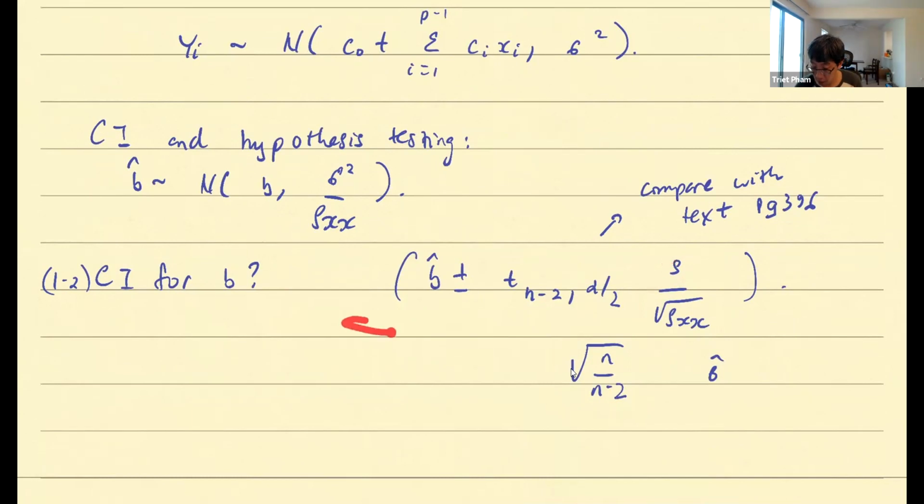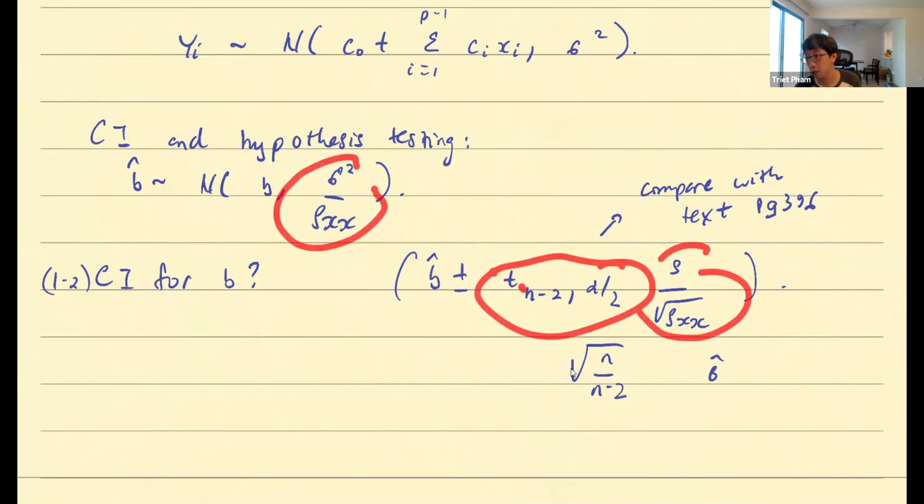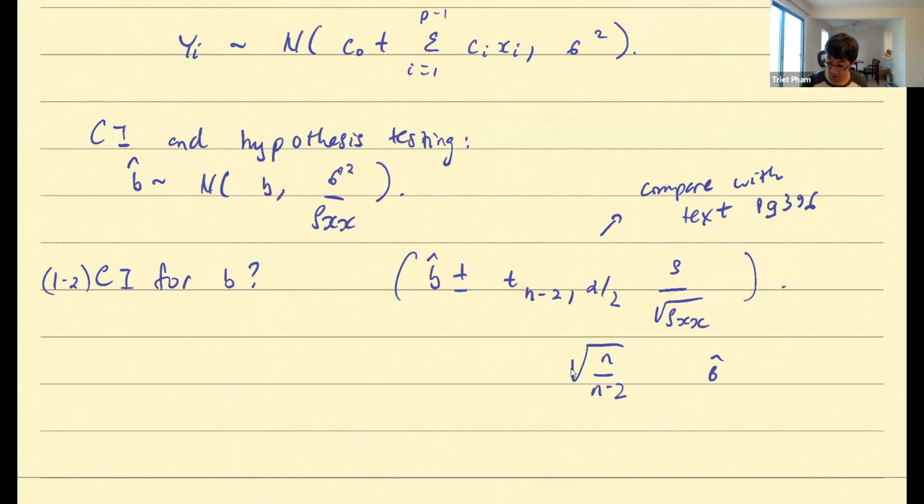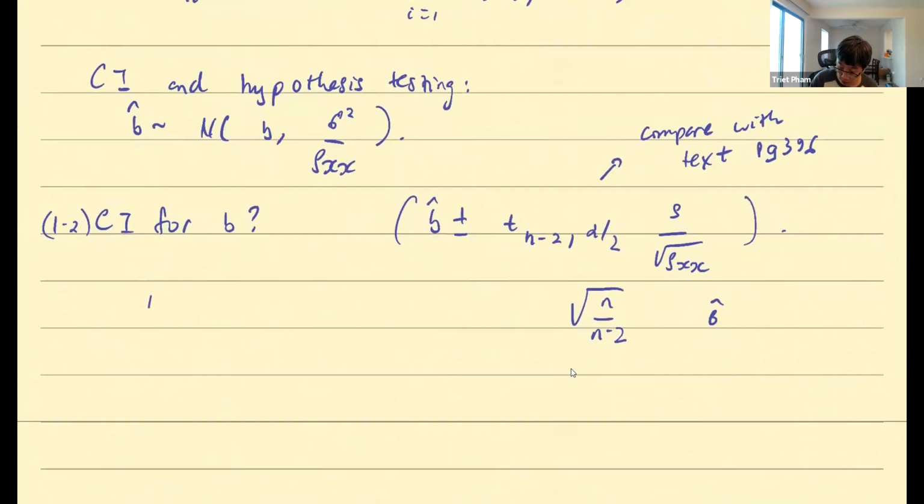And again, please try to see that this is very intuitive. You start from the B hat, you run with the standard deviation spread, and then the measure is t_{n-2}. If you really want to rigorously show this, you have to show that B hat minus B divided by S over square root of SXX has a t_{n-2} distribution, which I don't think is super hard to show, assuming all the knowledge we talked about before.